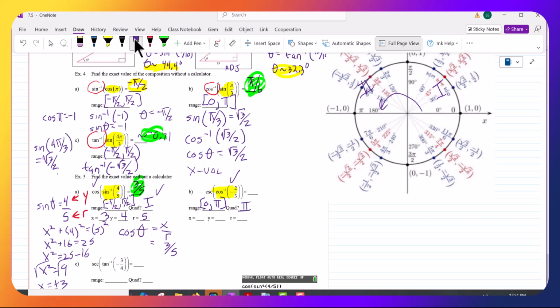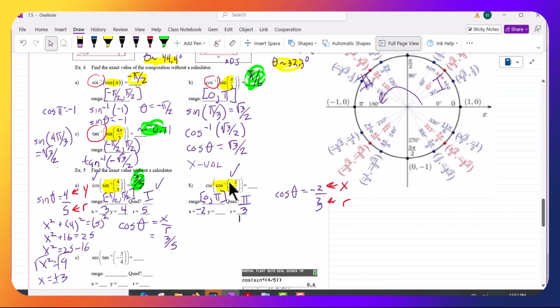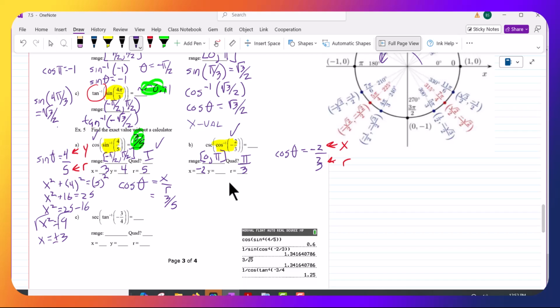So again, what we're going to look at in this problem is, this is really telling us the cosine of some angle theta is negative 2/3. By definition, the cosine is x over r. So we can write that down. X is negative 2 and r is 3. Remember, r is always positive. And we can use the Pythagorean theorem to figure out what y is. We're going to need to know the value of y when we do a cosecant.